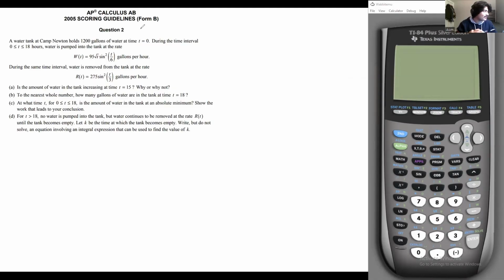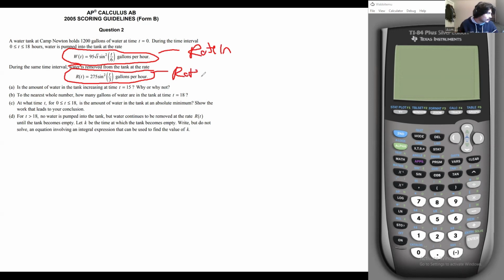Welcome everybody. This question is from 2005 AP Calculus AB, question number 2, and it asks: a water tank at Camp Newton holds 1,200 gallons of water at time t equals 0. During the time interval 0 less than or equal to t less than or equal to 18 hours, water is pumped into the tank at this rate, guys. So basically, keep this in mind. We will just write this in our calculator. This is our rate in. And it also says that this is our rate out.